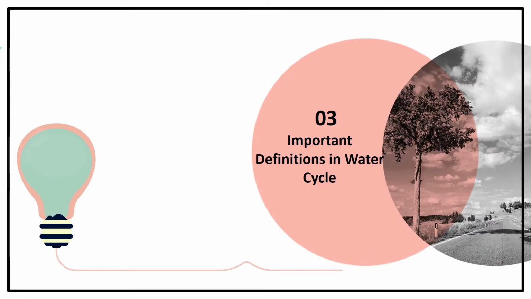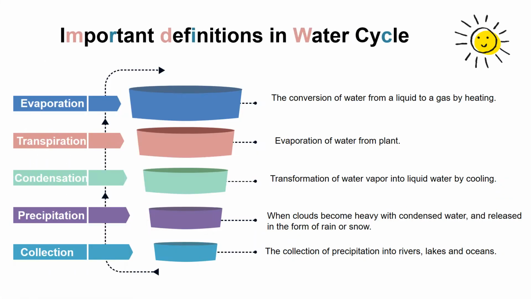Important definitions in water cycle. Evaporation means the conversion of water from a liquid to a gas by heating. Transpiration means evaporation of water from plants. Condensation means transformation of water vapor into liquid water by cooling. Precipitation means when clouds become heavy with condensed water and release it in the form of rain or snow. Finally, collection means the collection of precipitation into rivers, lakes, and oceans.